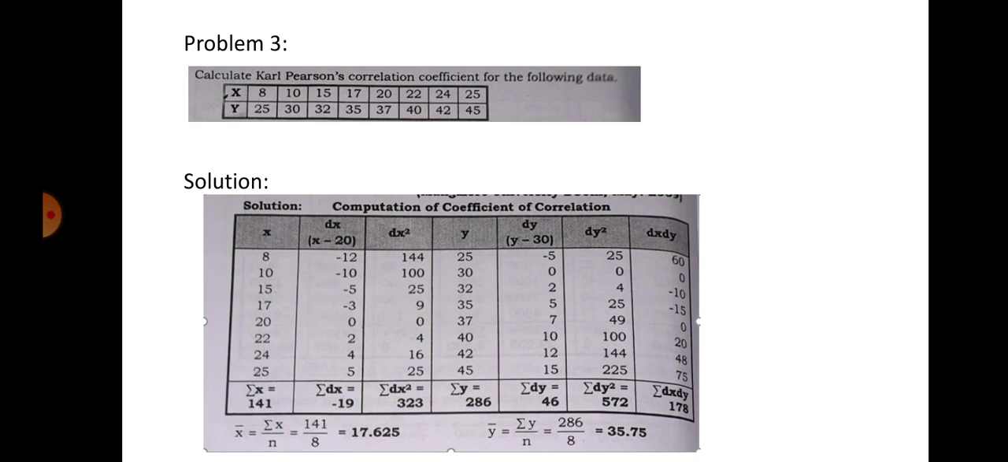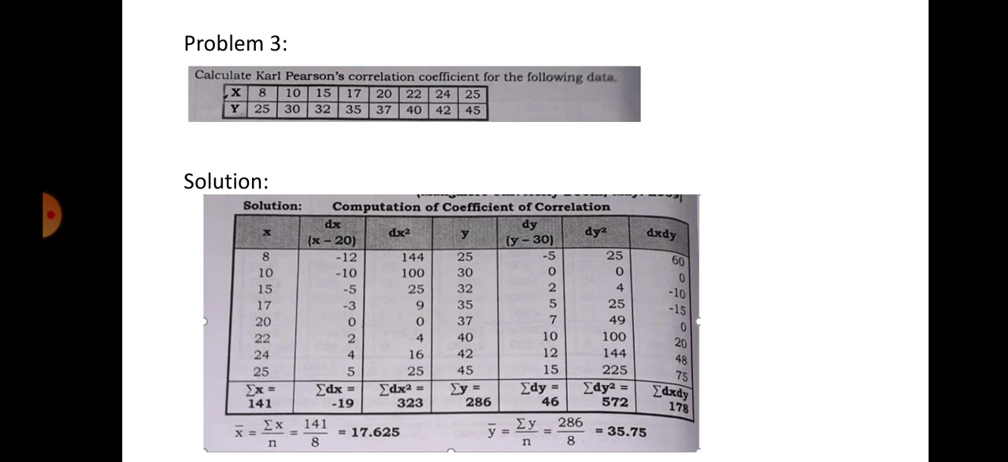Now dx dy: you have to multiply the second column with the fifth column. Minus 12 into minus 5 is 60. Minus 10 into 0 is 0. Minus 5 into 2 is minus 10. Minus 3 into 5 is minus 15. Then 0 into 7 is 0. 2 into 10 is 20. 4 into 12 is 48. 5 into 15 is 75. You add all the values. Start by adding all the positive values once, then subtract minus 10 and minus 15 to get 178. Now write the formula.